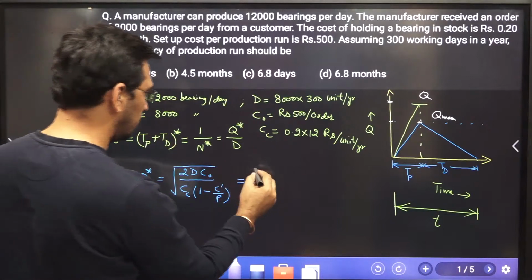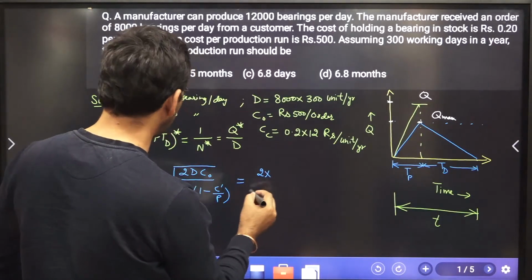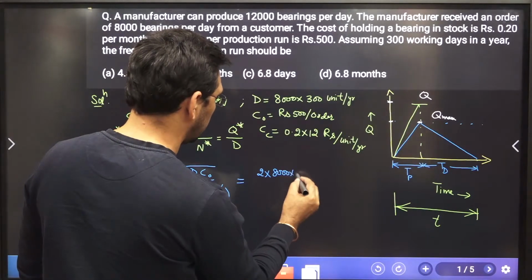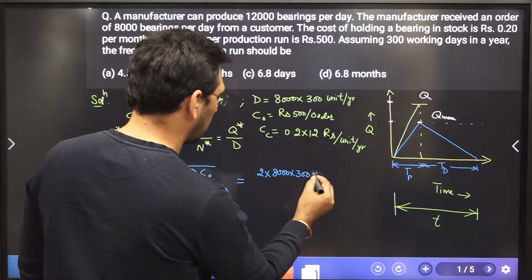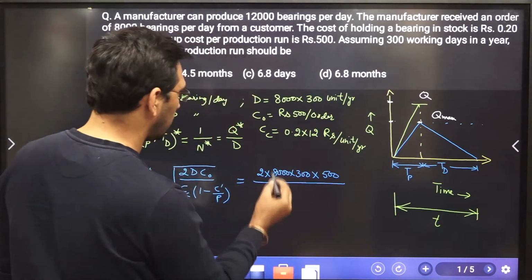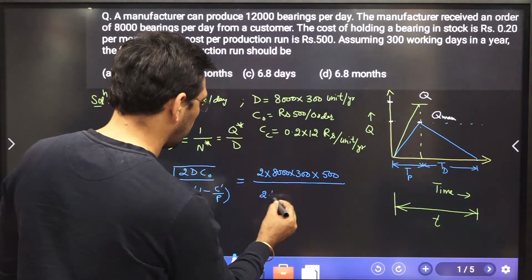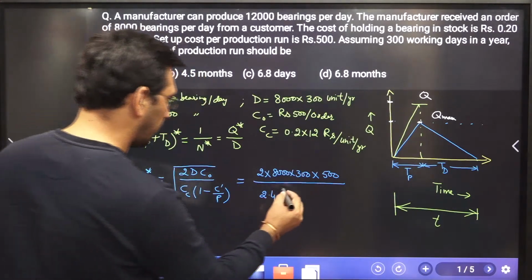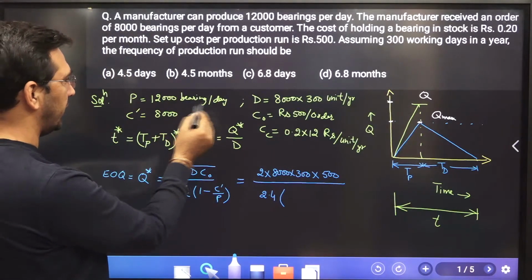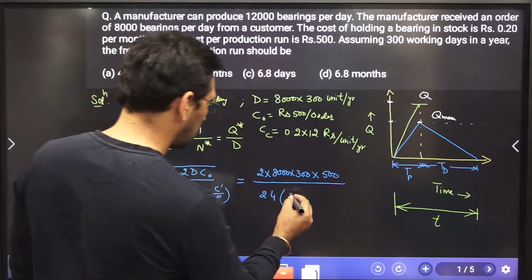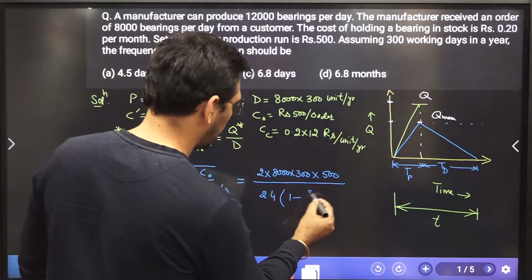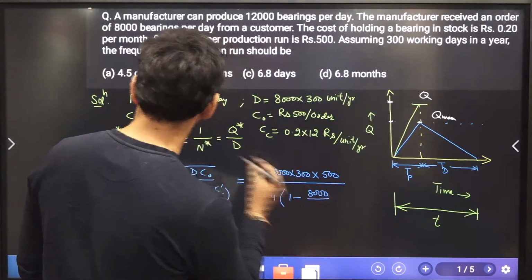So now input the values. So you're going to have 2 into what is the demand, annual demand you are having. So it becomes 8,000 into 3,300, sorry. And what is the order cost, which is setup cost also, divided by carrying cost, which is how much? This is 2.4, that is 12 multiplied by 0.2. And over there, these units should be the same since they are being represented as bearings per day, and over here also on a per day basis. So I can say this is the consumption rate, 8,000, divided by the production rate, 12,000.